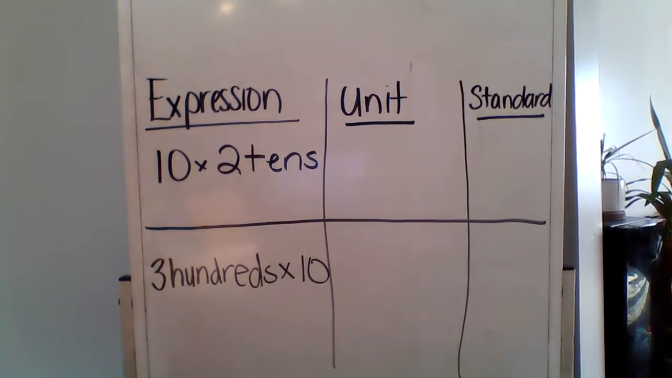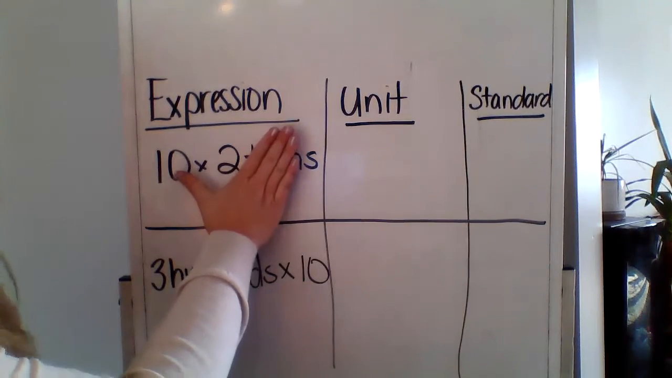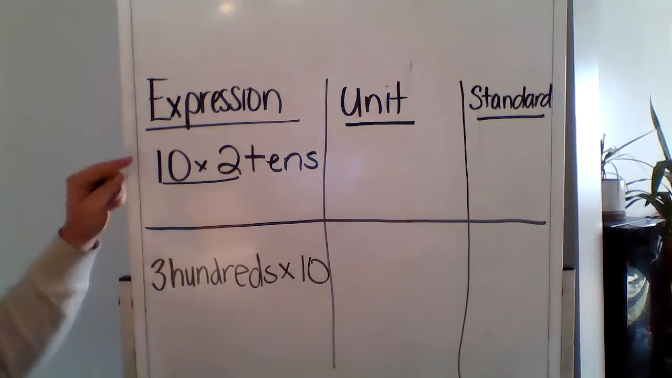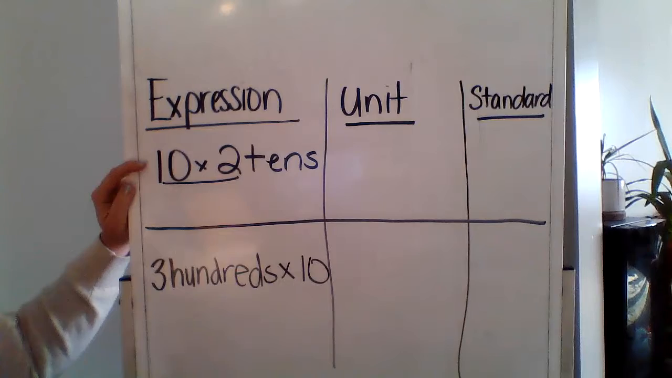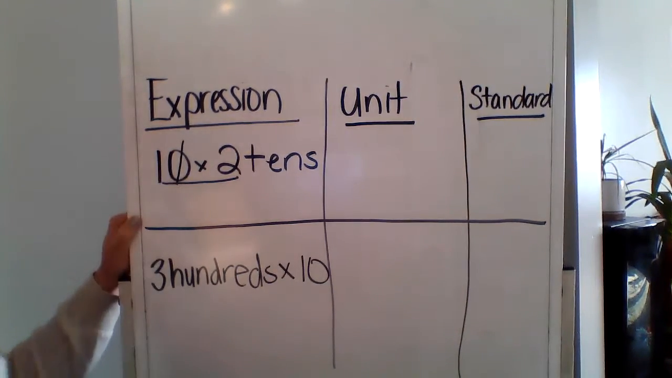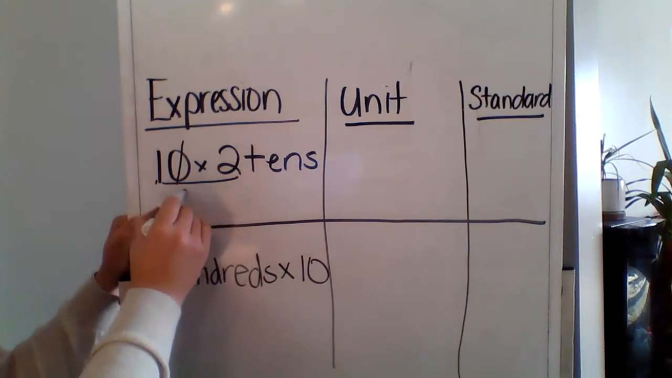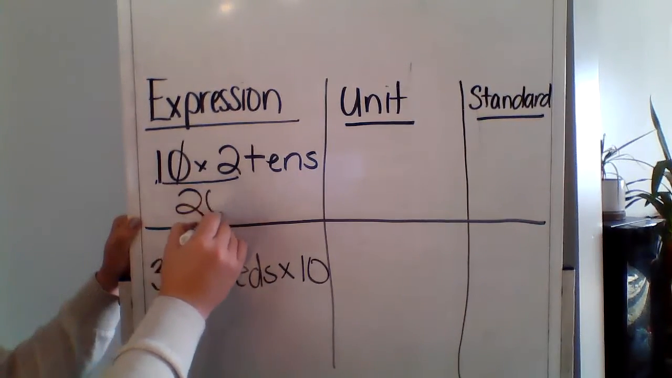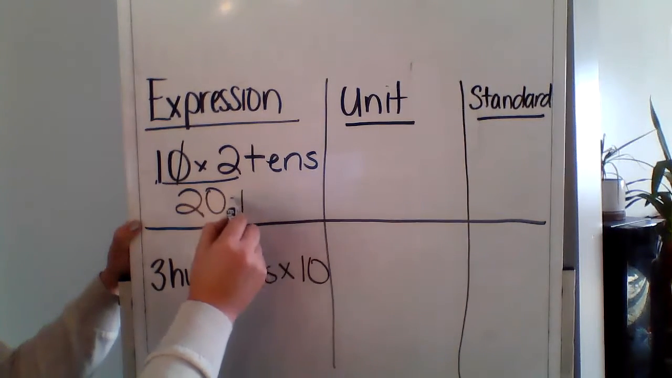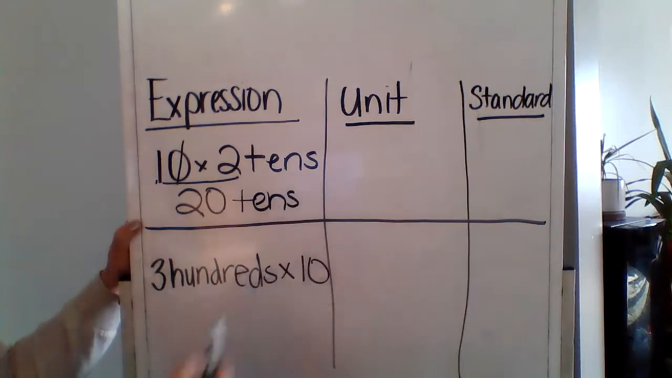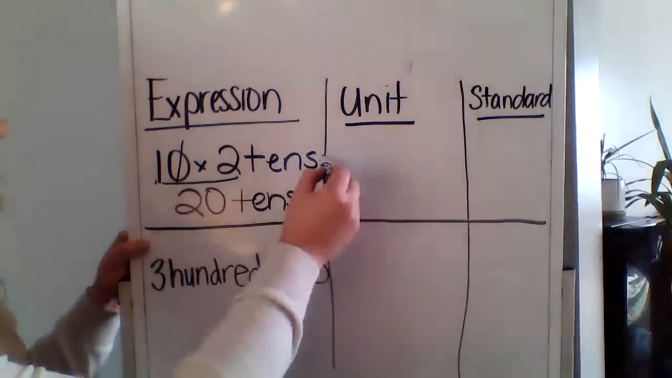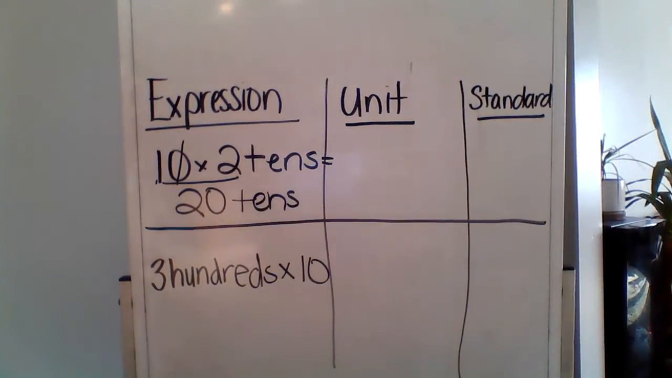First, what we need to do is cover up the words. We are just working on this first part. 10 times 2. Remember, we cross out our 0 and we add it back into our answer. 1 times 2 is 2. We add our 0 back in, we get 20. We didn't do anything to this right now, so we are going to write 20 tens. We just found out that 10 times 20 is going to get us 20 tens.